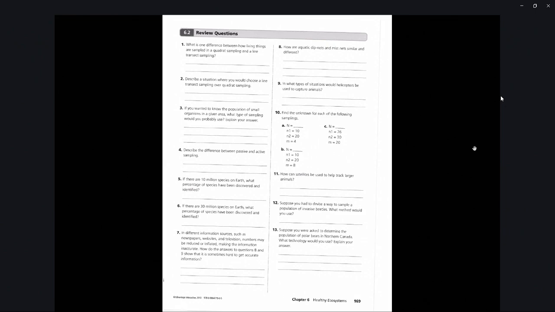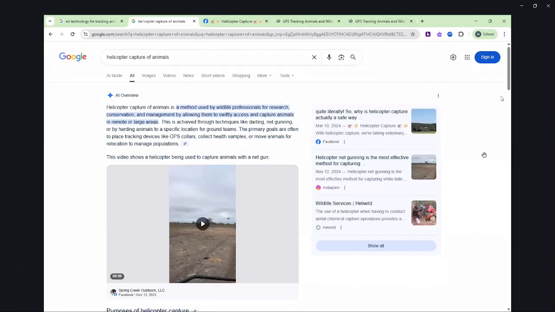Oh, helicopter capture of animals. Oh, that's what it is. Okay, let's have a quick look at this. Actually, this is good. Here's a nice article from 2024. It's giving it a second to load up. So they're showing... it's maybe not this one. Here we go. Okay, so a net gun, right? Okay, so we're on the site.